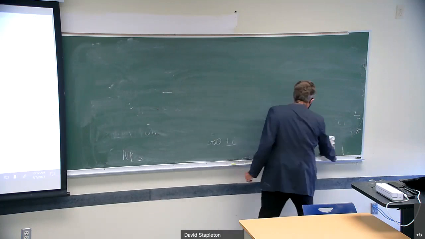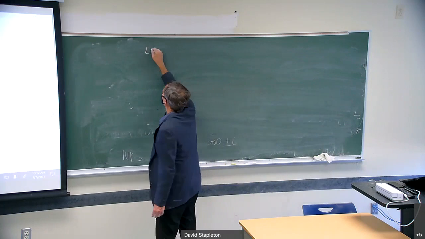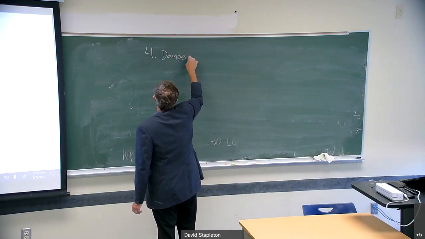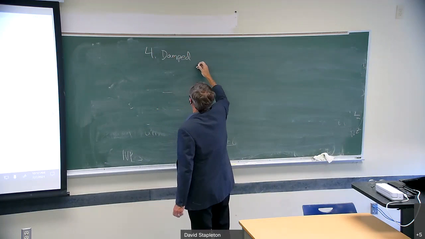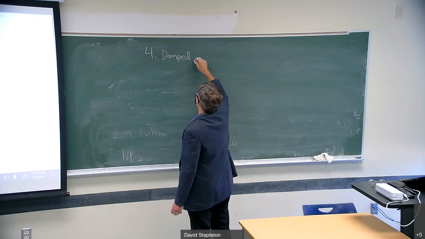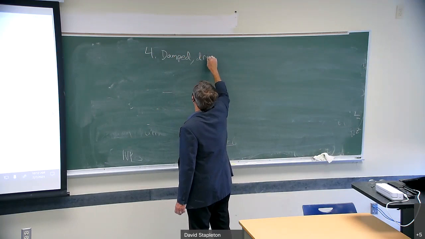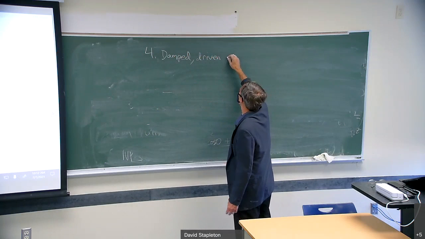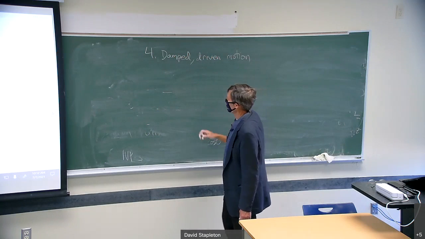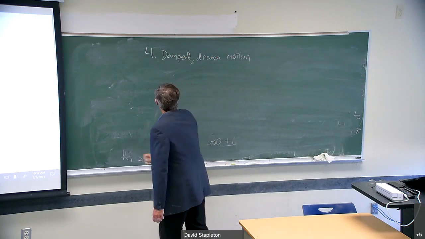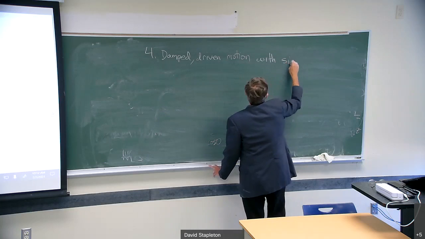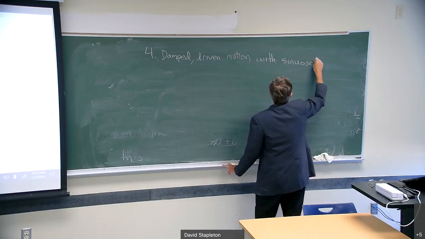Case 4, we'll do this quickly, is the damped and driven motion. Everything on there, the damper and the driving force. That's what I call it, F drive. Damped driven motion. Again, we'll just stick to the interesting case. Let's do a sinusoidal driving force.